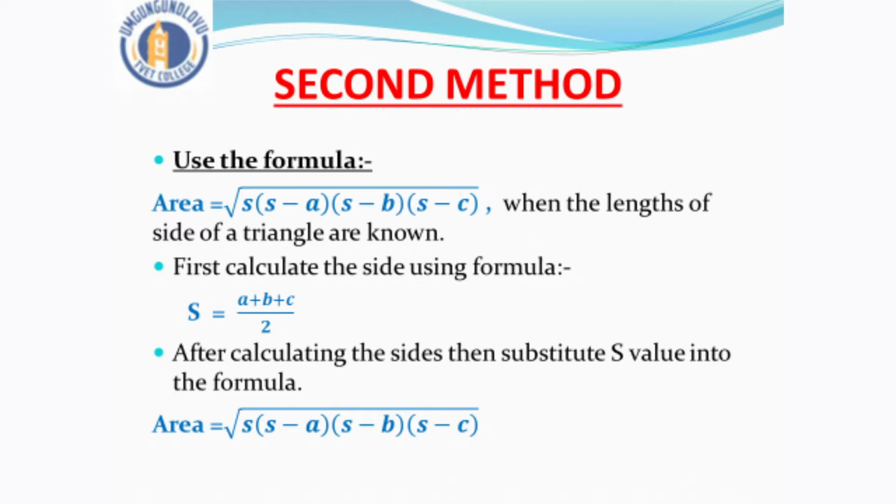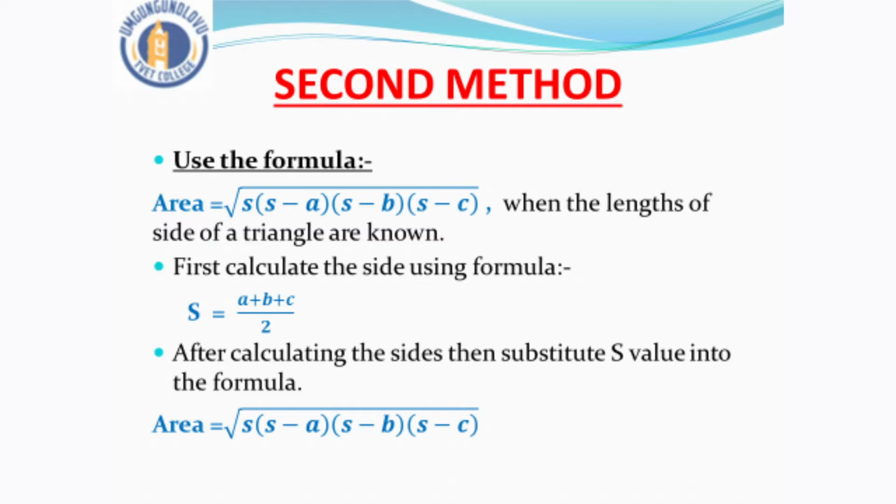Okay, let us move to another method, which is the second method, where we'll have a different formula than the one that we used there. Use the formula area is equal to square root S into S minus A into S minus B into S minus C when the lengths of the sides of the triangle are known. So if you are given a triangle and you were told all the lengths of the triangle, then you need to use this kind of formula.